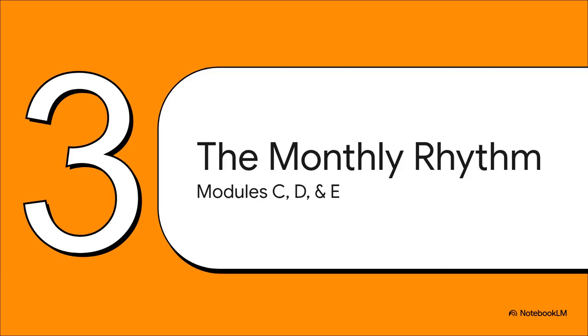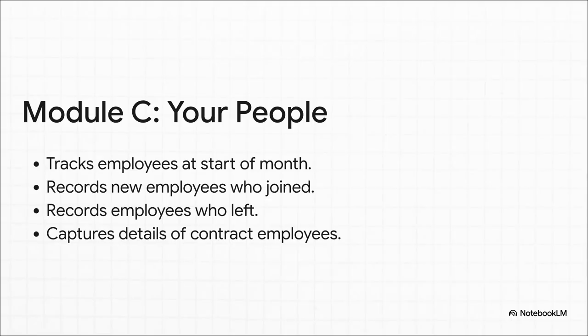All right, foundation is laid. Now we can get into that monthly rhythm. This is really the compliance heartbeat of the whole operation. We're talking modules C, D, and E. So first up in your monthly to-do list is module C. And honestly, it's just a head count. That's it. The system just wants to know who was working for you at the start of the month, who did you hire, and who left. It's a really simple, logical way to track the flow of your workforce every single month.